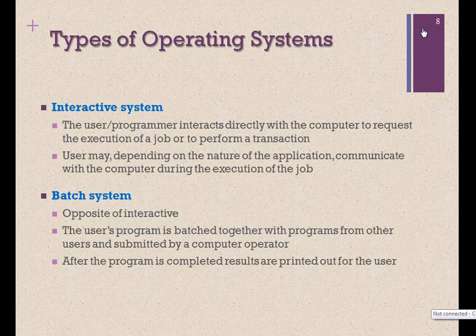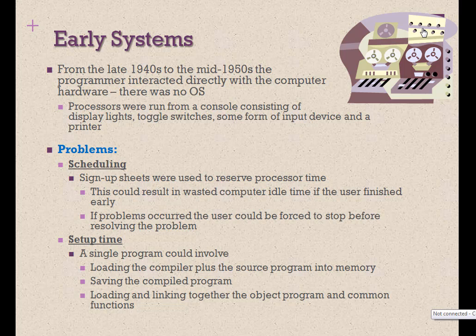Operating systems are of two types. Interactive systems: the user or programmer interfaces directly with the computer, such as executing a job or performing system functions, depending on the nature of the application we want to communicate with. Batch systems, the opposite of interactive: the user program is batched together with programs from other users and submitted by computer operators. In early systems, like the 1940s and 1950s, operating systems were different and worked differently.